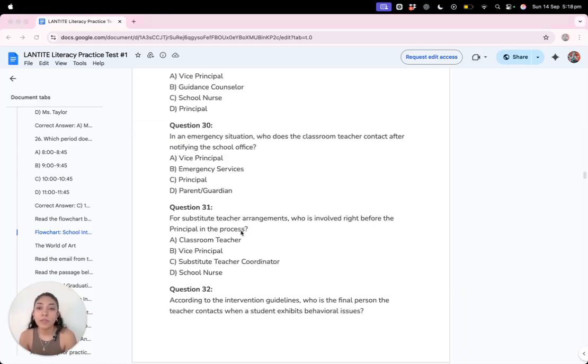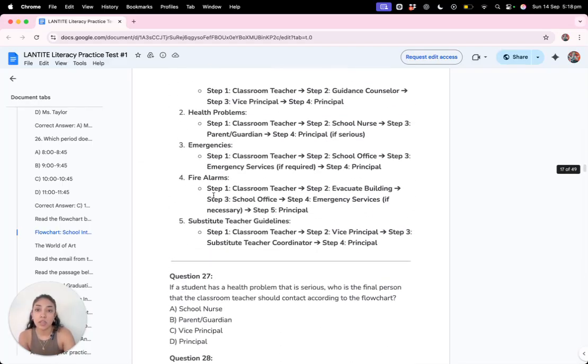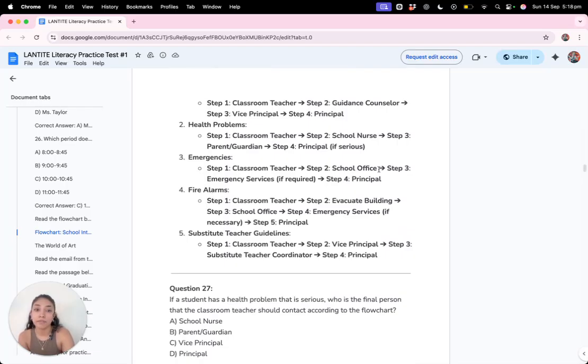Question 30, in an emergency situation, who does the classroom teacher contact after notifying the school office? So we've got A, vice principal, B, emergency services, C, principal, and D, parent guardian. So I would go with B, emergency services. And that's because the flow chart indicates that the classroom teacher should then contact emergency services in an emergency situation.